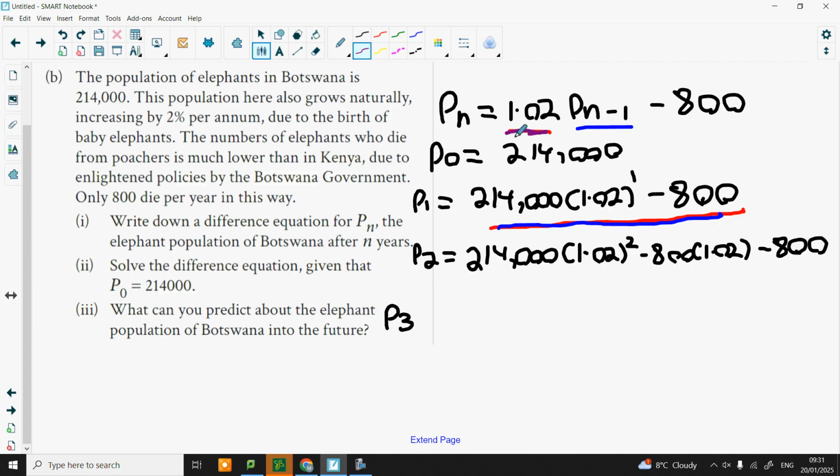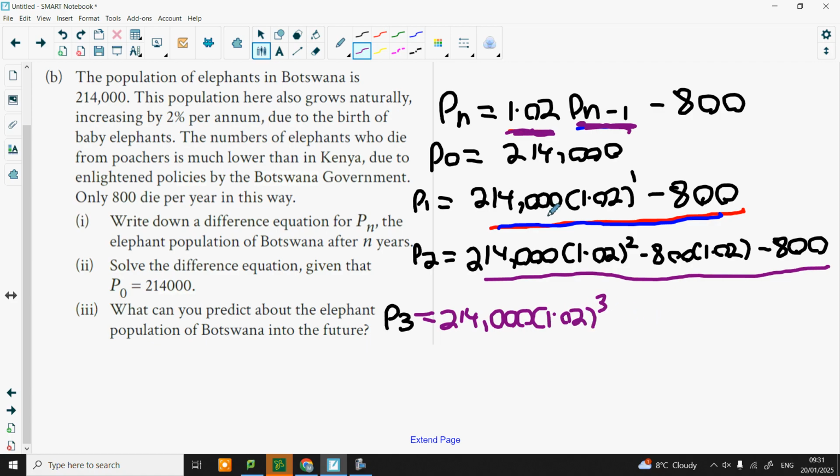P3 is going to be 1.02 times all of this, and then we're going to take away 800 at the end. So it's going to be 214,000 times 1.02 to the power of 3, minus 800 times 1.02 to the power of 2, oh not power of 3, power of 2.